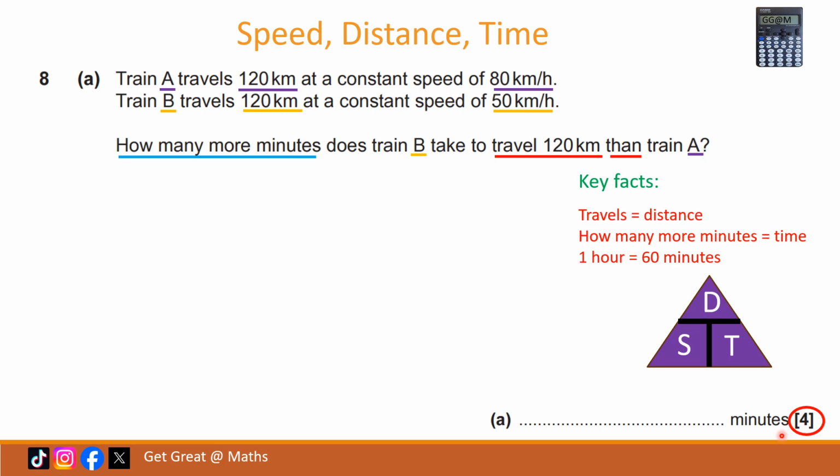Now to be able to answer any speed, distance, time question, you need to know the speed, distance, time triangle, where S stands for speed, D stands for distance, and T stands for time. Now we want to know how many more minutes. So we're looking for a time because minutes is a time. So if we cover up the T, that means we're left with a D and an S. Now this line in between here means divide. So my time is going to be calculated by doing the distance divided by the speed. And that is the key formula that you're going to need to use to answer these questions.